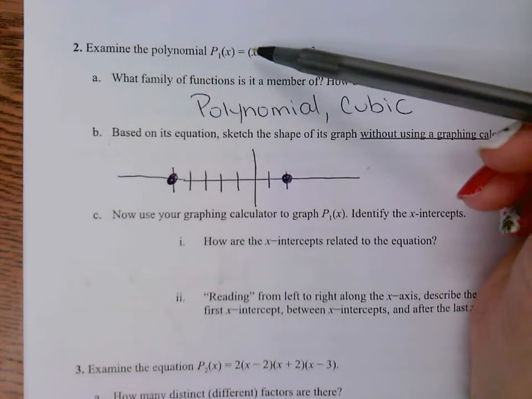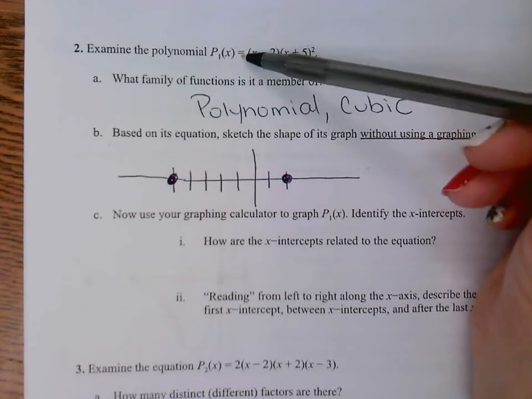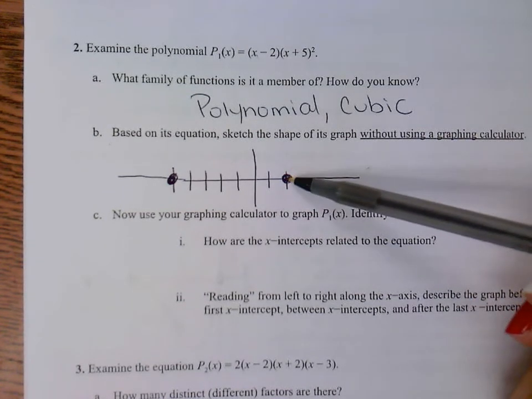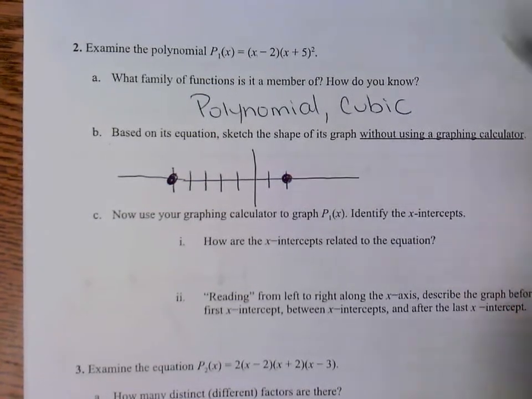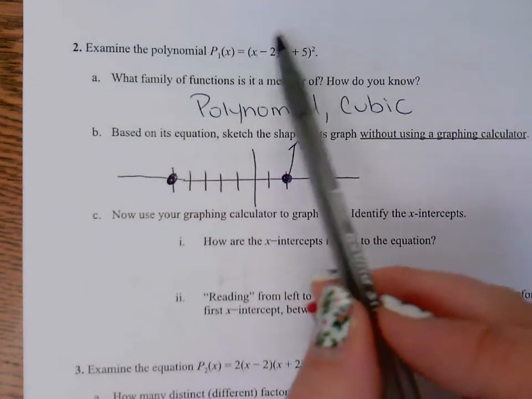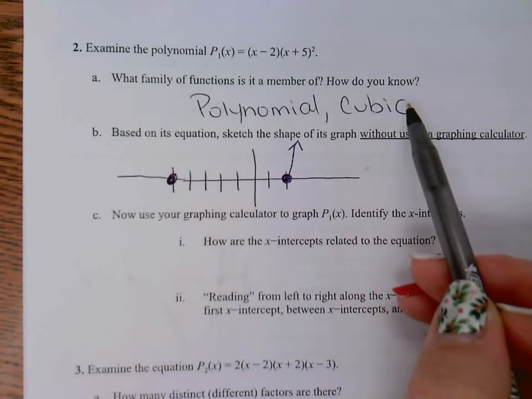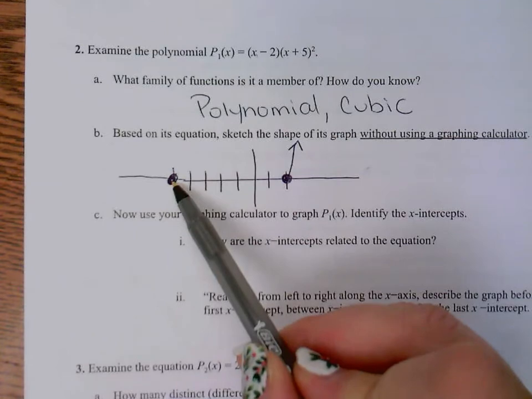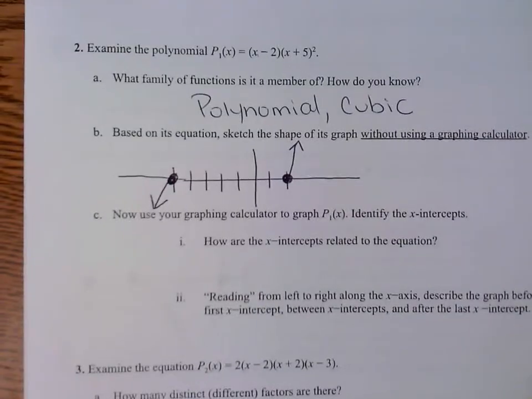What's the leading coefficient for this function? Positive 1, right? So what's going to happen over here? To the right of this x-intercept, what's going to happen? It's going to go straight up. Is this an odd or even degree? Cubic, odd. So from this x-intercept, should I be going up or down? Down. Now you just got to fill in the middle.